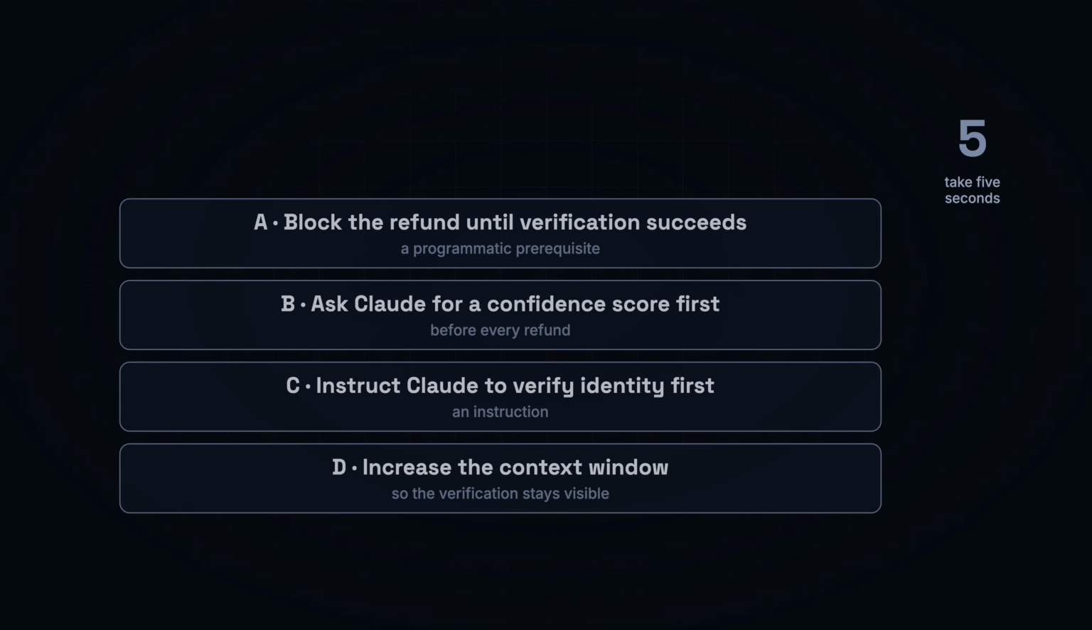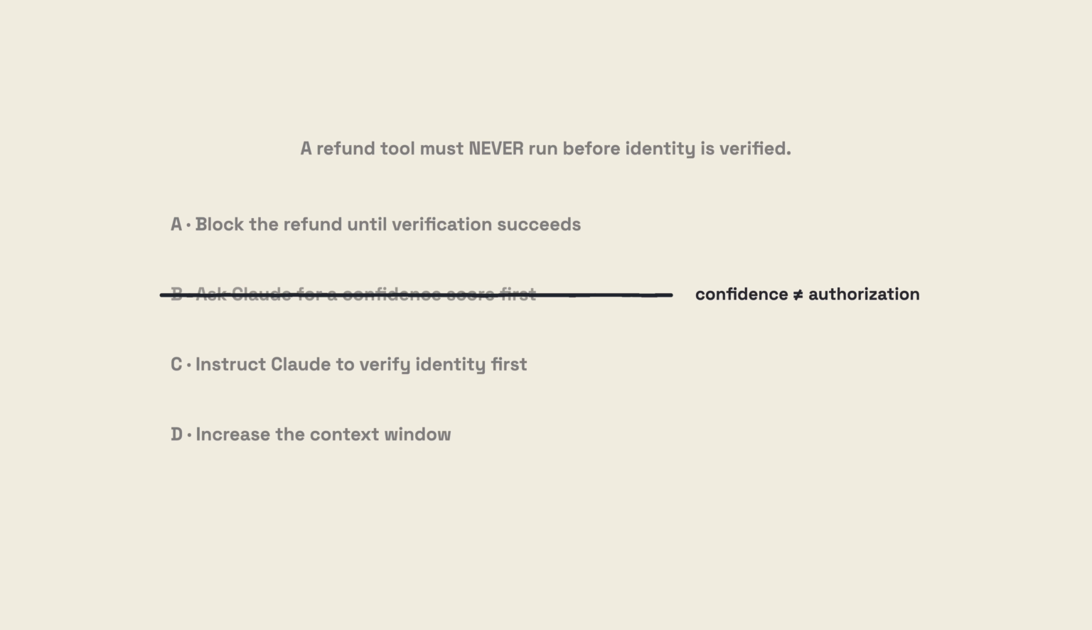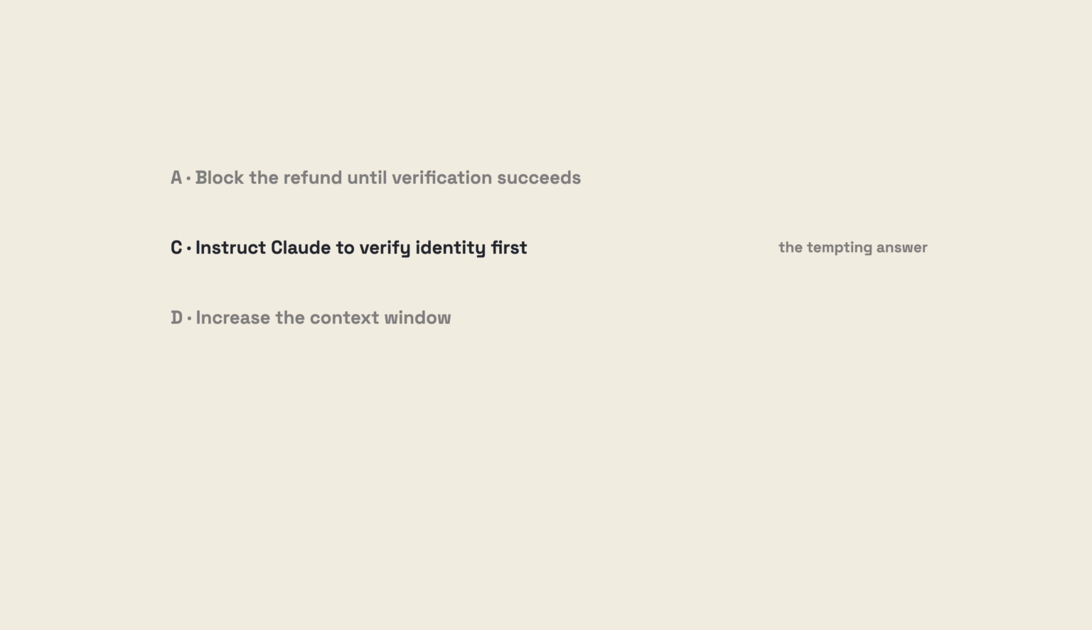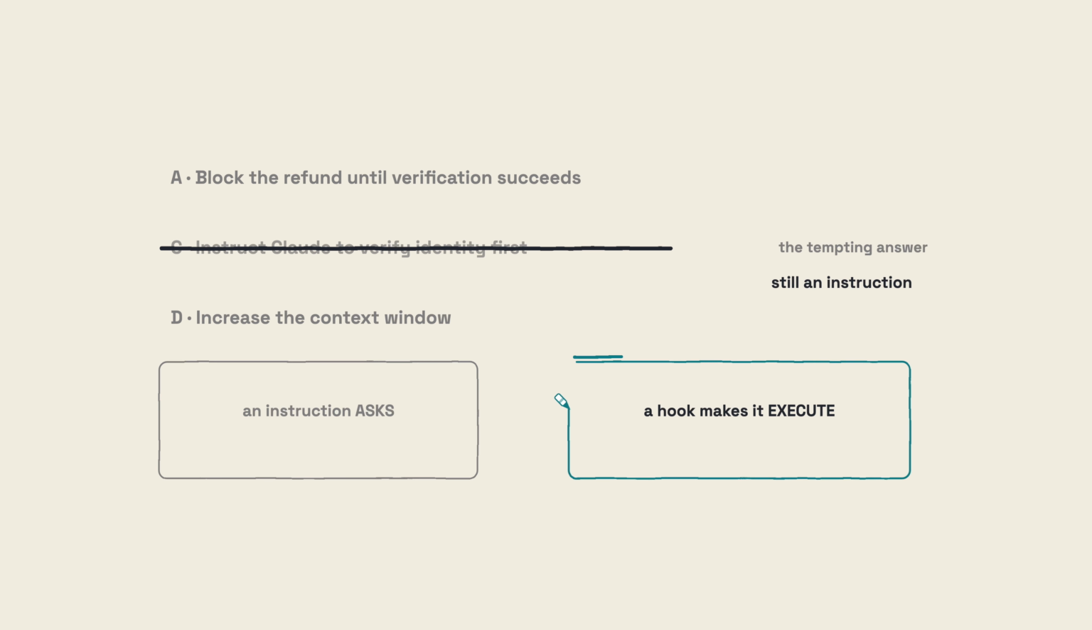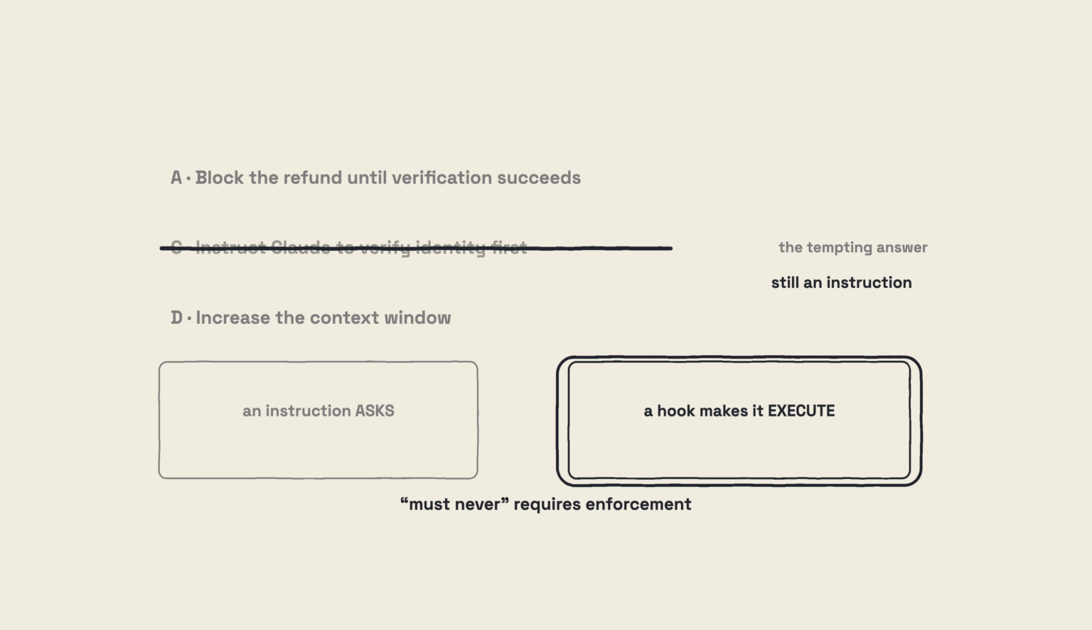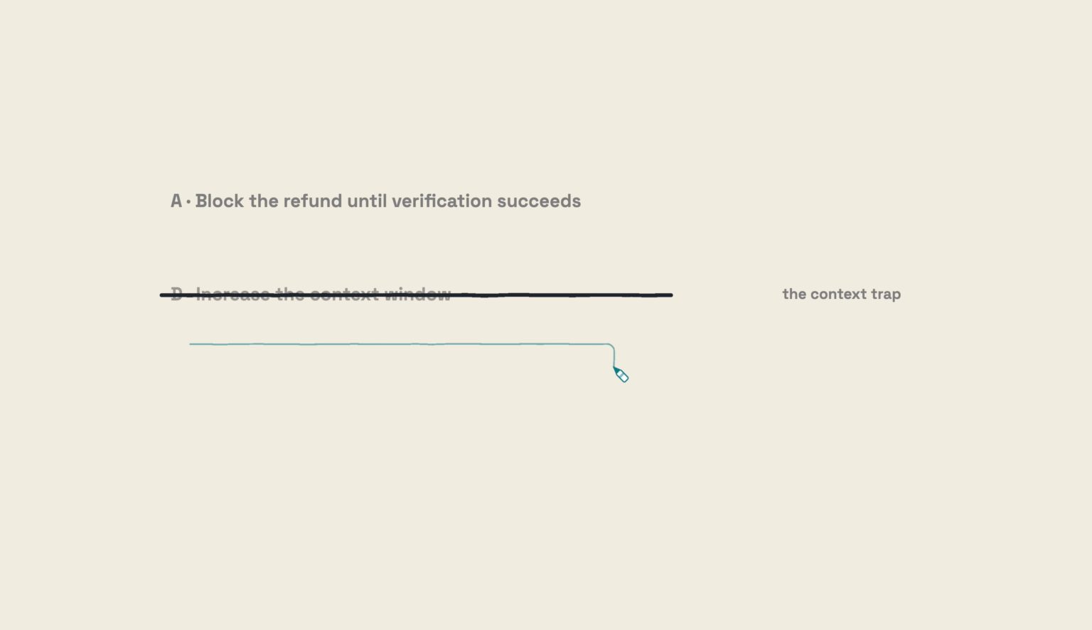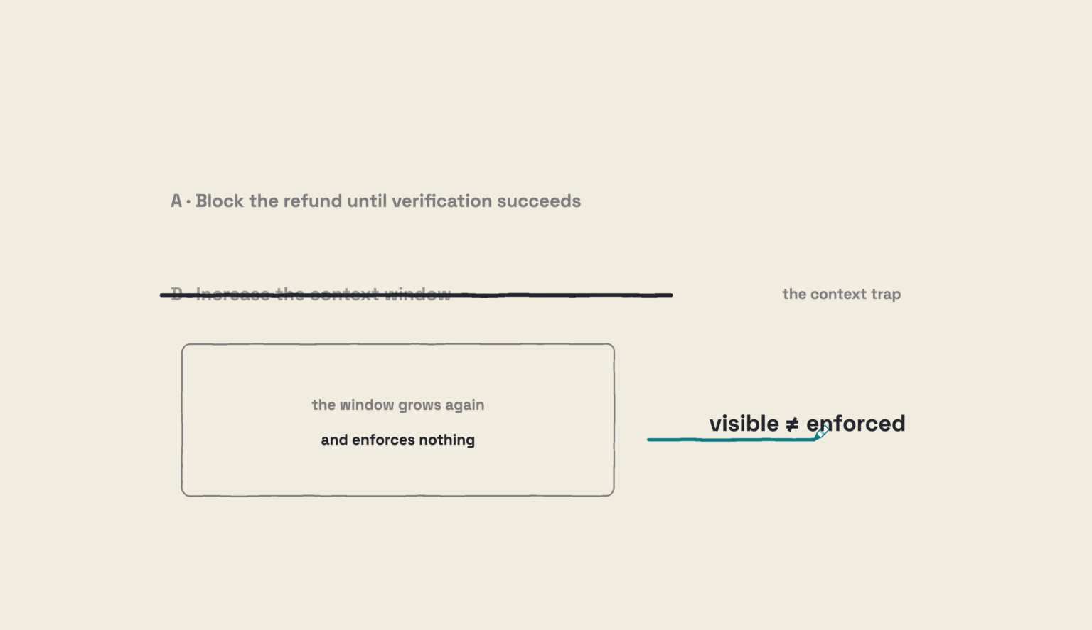Take 5 seconds. B is a confidence estimate. Confidence is not authorization, wrong layer. C is the tempting answer, but it is still an instruction. Must never requires enforcement, not encouragement. D is the context trap. Making information visible does not create a control.